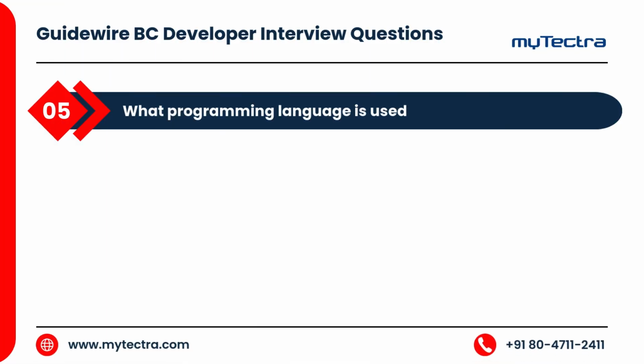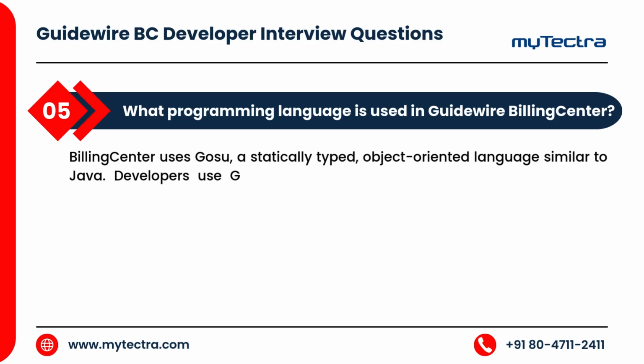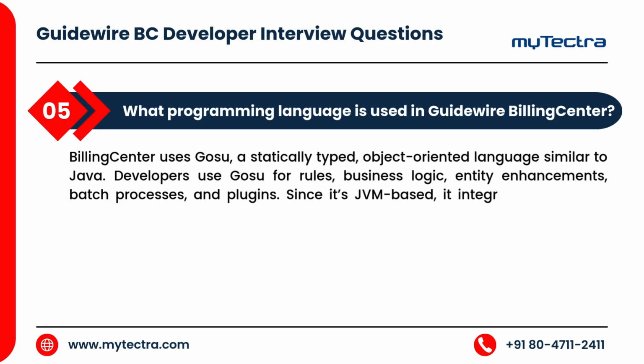What programming language is used in Guidewire BillingCenter? BillingCenter uses Gosu, a statically typed, object-oriented language similar to Java. Developers use Gosu for rules, business logic, entity enhancements, batch processes, and plugins. Since it's JVM-based, it integrates easily with Java libraries.